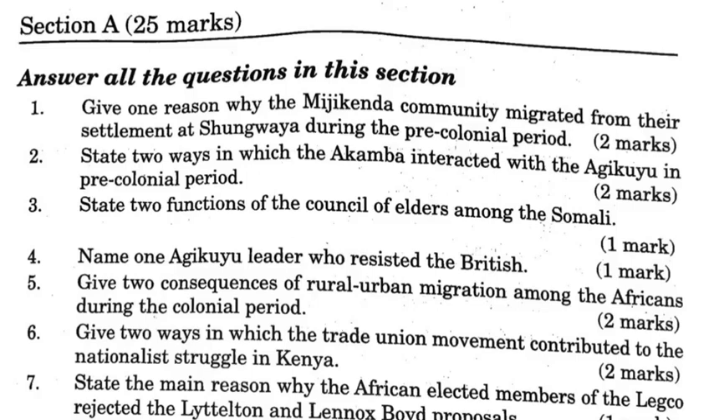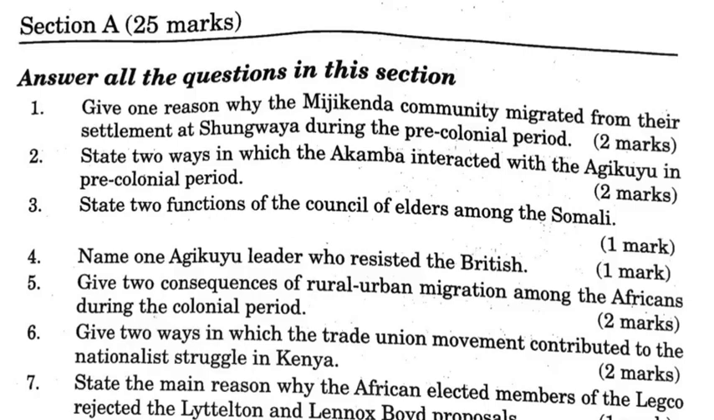Question 2. State two ways in which the Akamba interacted with the Agikuyu in the pre-colonial period. Through trade, through warfare, intermarriage. Question 3. State two functions of the Council of Elders among the Somali. 1. Maintenance of law and order. 2. Settlement of disputes. 3. Presided over religious ceremonies.